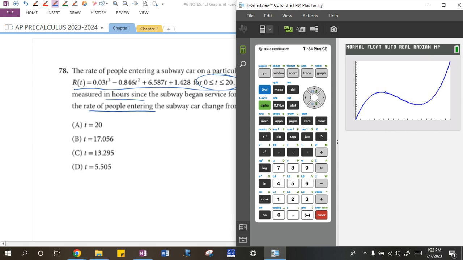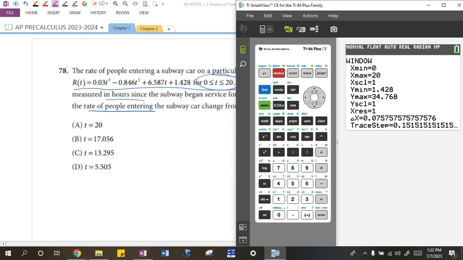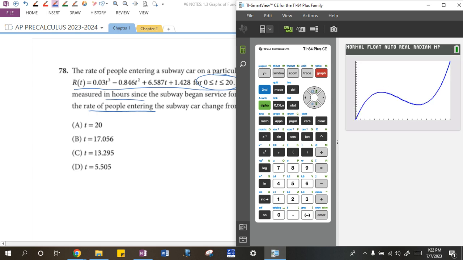Perfect. So there's r of t. Check your window just to see what it did. See how it held the domain in your x scale, and then it changed y min, y max to whatever actually fit the graph. Okay, so where does the graph change from increasing to decreasing? Increasing to decreasing, and then to increasing again. So the only spot is right here.